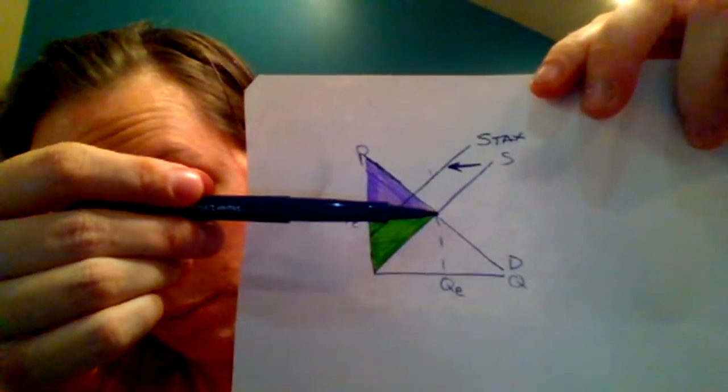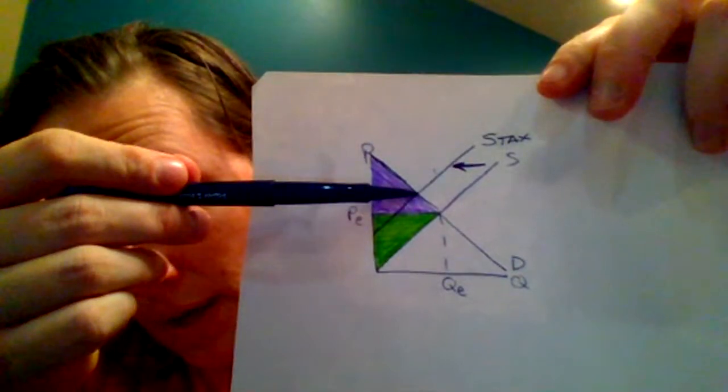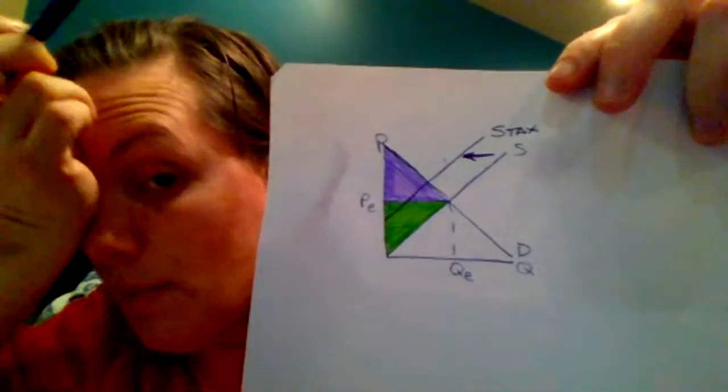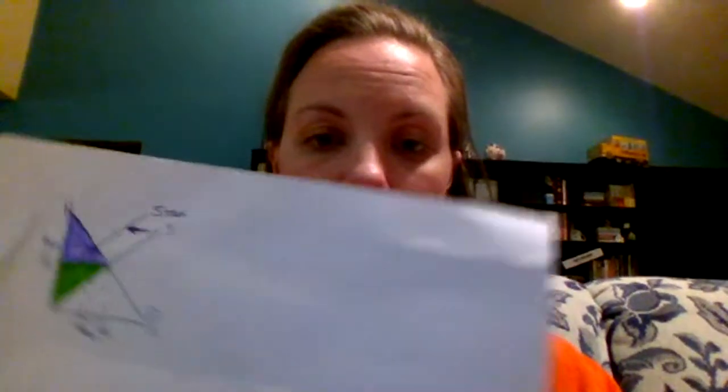Now my original equilibrium point where supply equals demand is right here. But now I have a new equilibrium point up here. So I have to label that new equilibrium point. Otherwise, I'm not going to get any points. So at this new intersection, I have a new quantity, and I'm going to label it quantity with a tax, Q tax. And I have a new price. I'm going to label it price with the tax. Okay. So there is my new equilibrium.